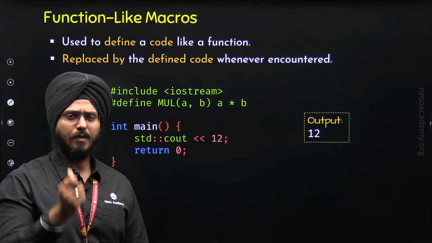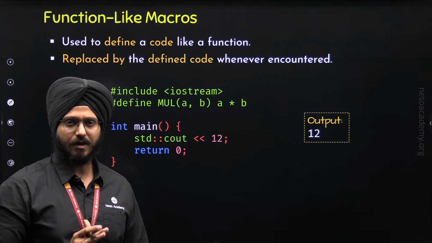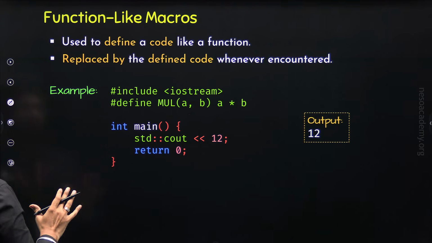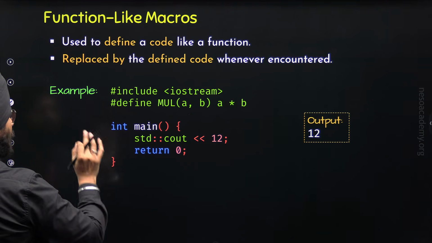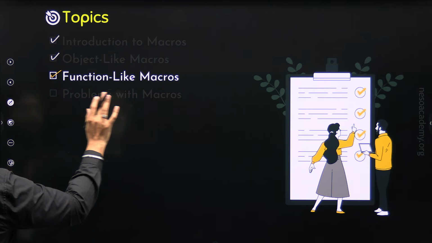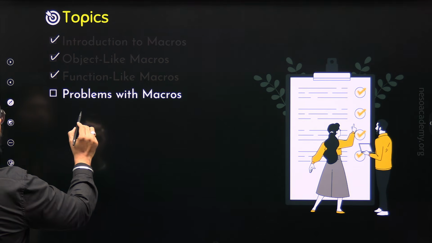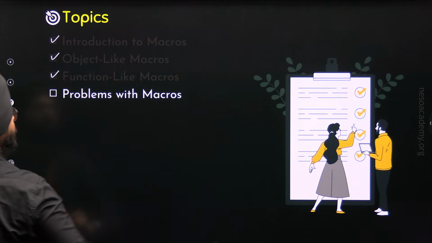There are several reasons behind this, and we will understand some of the reasons in the next topic. But for now, we have understood function like macros properly. So we are done with this topic also, that is function like macros. Now let's move to the fourth topic, that is problems with macros.